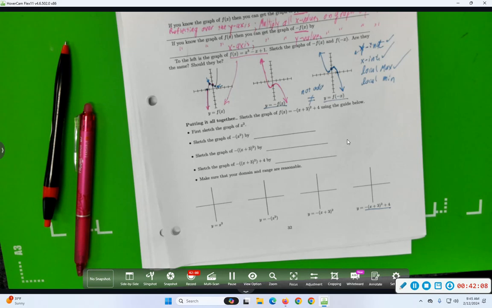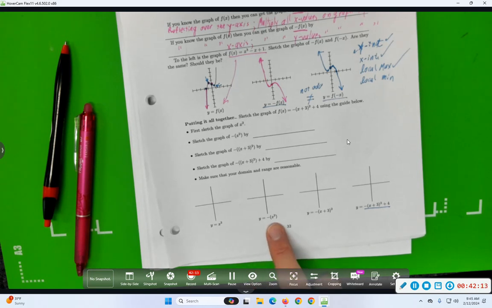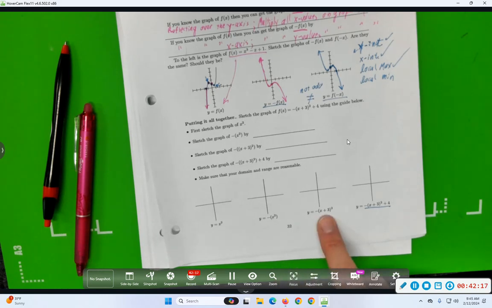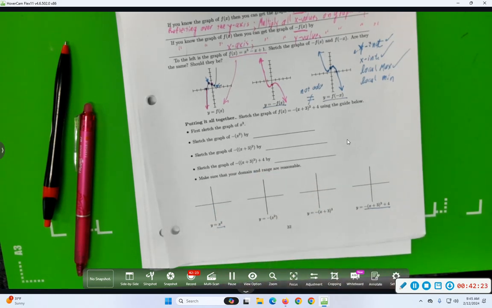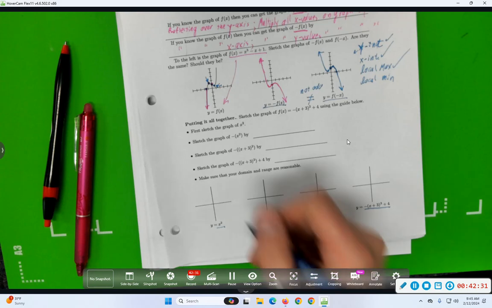And let's break it up into intermediate steps. Let's deal with the negative sign first. Y equals negative x squared. Then we'll add the 3 in the parentheses, then we'll add the 4. But I guess that means you have to start with y equals x squared. What's the graph of x squared look like? Parabola, has its intercept at the origin, opens upward.